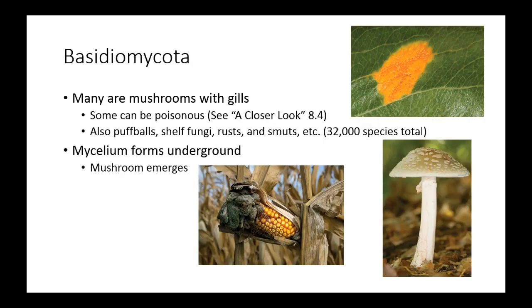The next group, the Basidiomycota, is kind of what you're used to seeing: mushrooms with gills. Some can be very poisonous. There's an article you can read in your textbook about this as well. This includes things like a typical mushroom you would see, and puffballs. Maybe you've come across those before and kicked into them and spread the spores everywhere. There are shelf fungi, which grow off of a tree and look like a little shelf. Then there are rusts and smuts. There's an example of a rust in the top picture and a smut growing on corn. That can destroy crops, so it's important to be able to control those. And of course, some mushrooms we eat because they taste good.